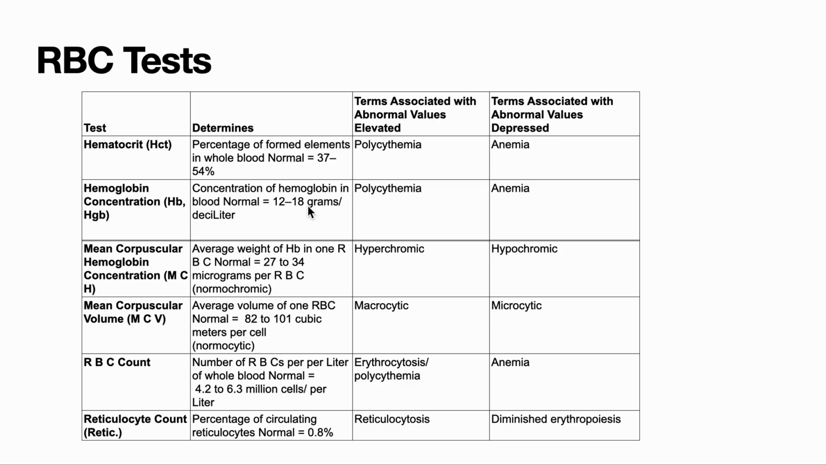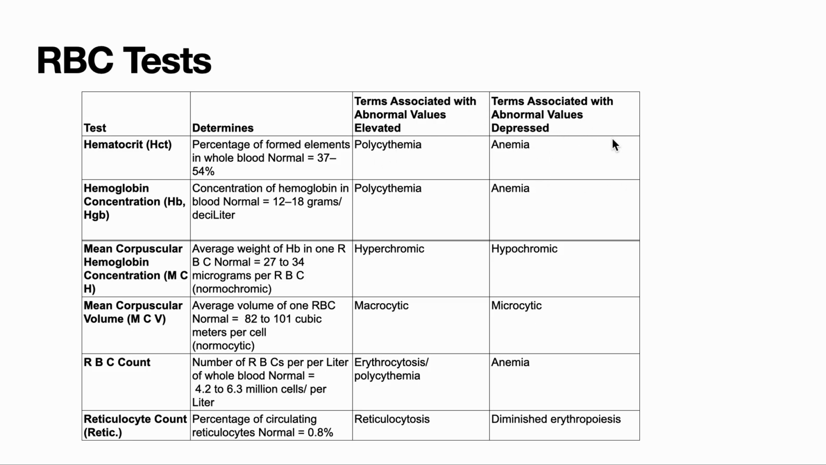If we pop over in your book, I think this is on page 637 for you, and it's much prettier looking than the one I have here. But this is a great chart that will give you a little bit more information about each of those tests, and also the terms that we associated with either elevated or depressed values. So for example, with the hematocrit, we know already that we're measuring the percent of formed elements in the whole blood. And if the hematocrit is high, that could be connected to polycythemia, or if it's low, it may be anemia.